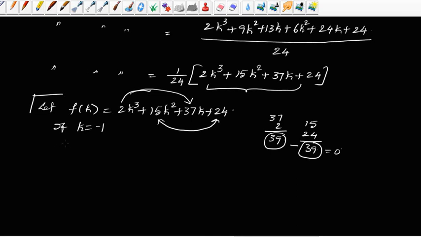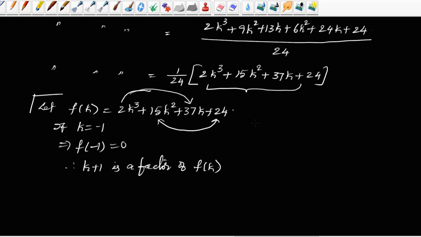Now f of -1 is equal to 0. Therefore k plus 1 is a factor of f of k. So now we find the other factor. Now we will go for this one, taking the descending powers: 2, 15, 37, 24.